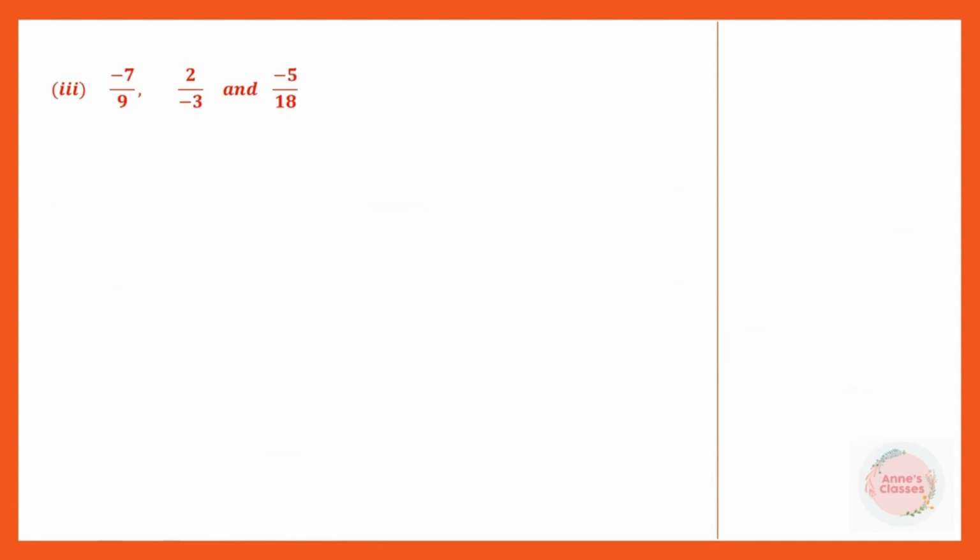Question 3, here also we're going to verify the associative property. So let's write down all three rational numbers. Minus 7 by 9 plus 2 by minus 3 plus minus 5 by 18. This is the left hand side. Right hand side also, let's write the same. Minus 7 by 9 plus 2 by minus 3 plus minus 5 by 18. Now the grouping is going to be different. Now we're going to group the second and the third ones here. Here let's group the first and the second. And we're going to prove that however you group it, your answers on both sides will be the same. So this is the left hand side, this is the right hand side.